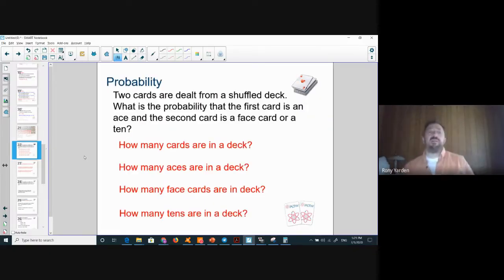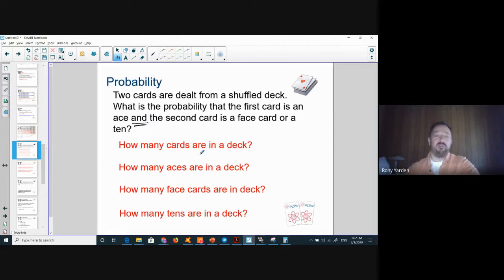Okay, so now let's see this question. Two cards are dealt from a shuffled deck. What is the probability that the first card is an ace and the second card is a face card or a 10? Okay, so let's calculate the first probability.